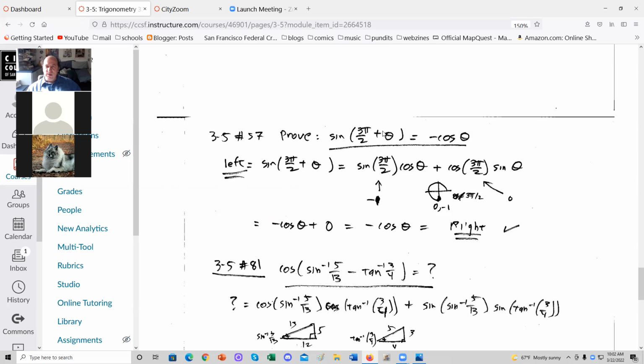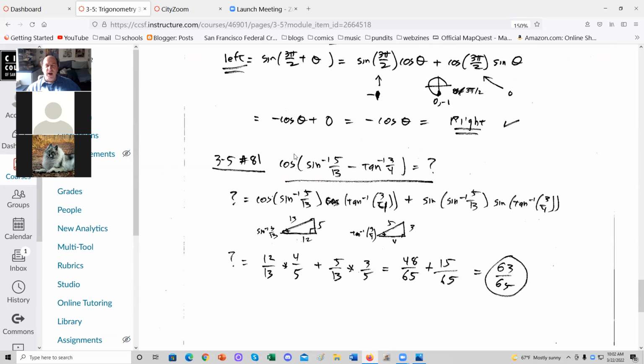You use the sine addition rule. Sine of 3 pi over 2 plus theta equals sine cosine plus cosine sine. Sine of 3 pi over 2, 3/4 of the way around a circle, lands you at y value minus 1. So use minus 1. Cosine 3 pi over 2, rotate 3/4 of the way around the circle, lands you at x value of 0. So this is a 0. So you have a negative cosine theta plus 0, which is minus cosine theta, and that equals the right side, and we're done.